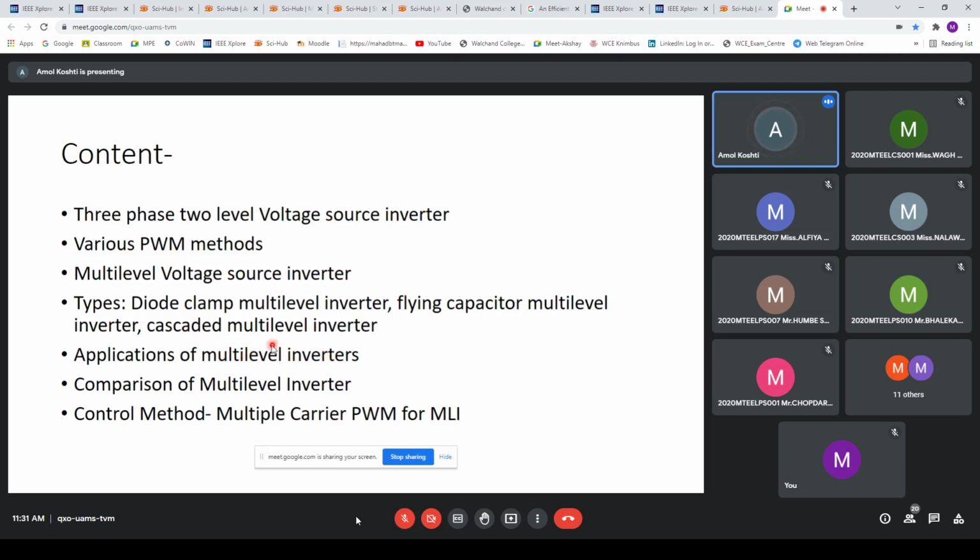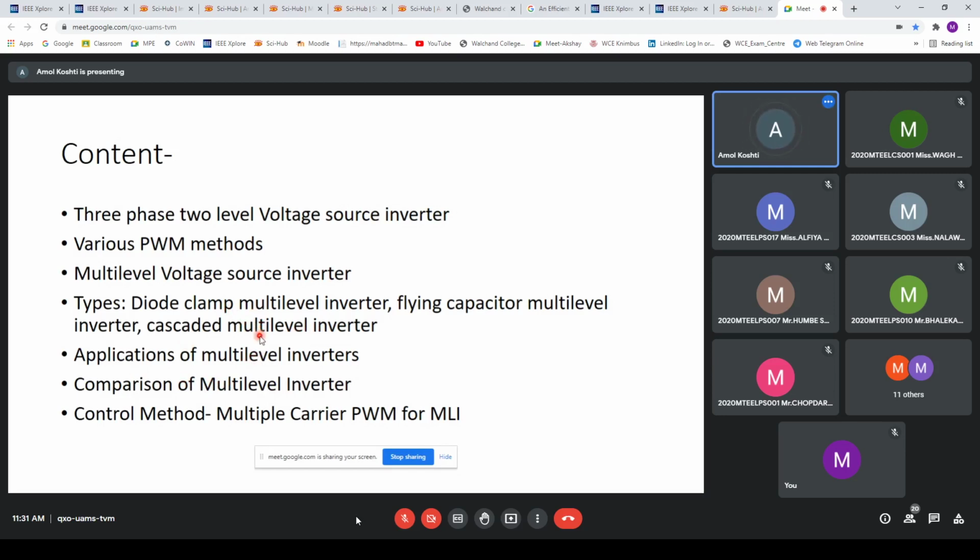The multi-level inverters are widely used. So then we compare these multi-level inverters based on two parameters: the nature of the output voltage, the nature of the output current, and the content of the harmonics in the output voltage and output current. We compare these together and come out with the best multi-level inverter.